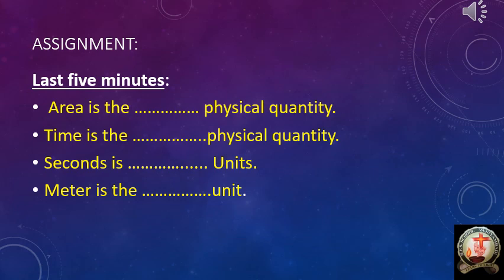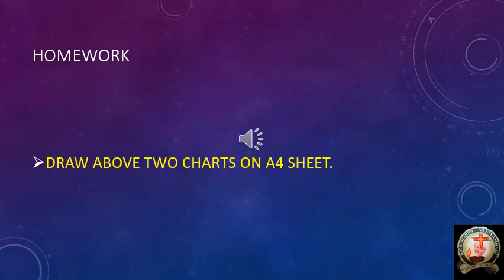The first one: area is dash physical quantity. I already explained this above. Time is dash physical quantity. This also I explained. Seconds is dash unit. And last one, meter is dash unit. You have to write the answers and keep them with you safely. This is the small homework for you.